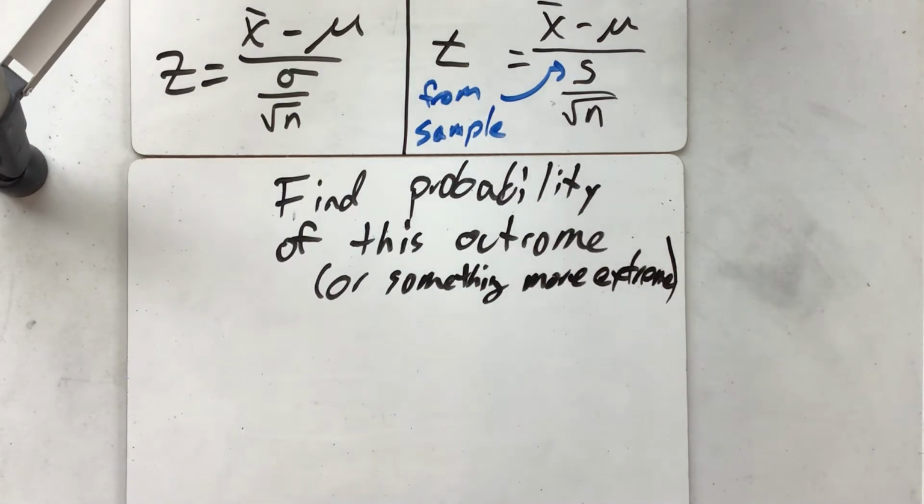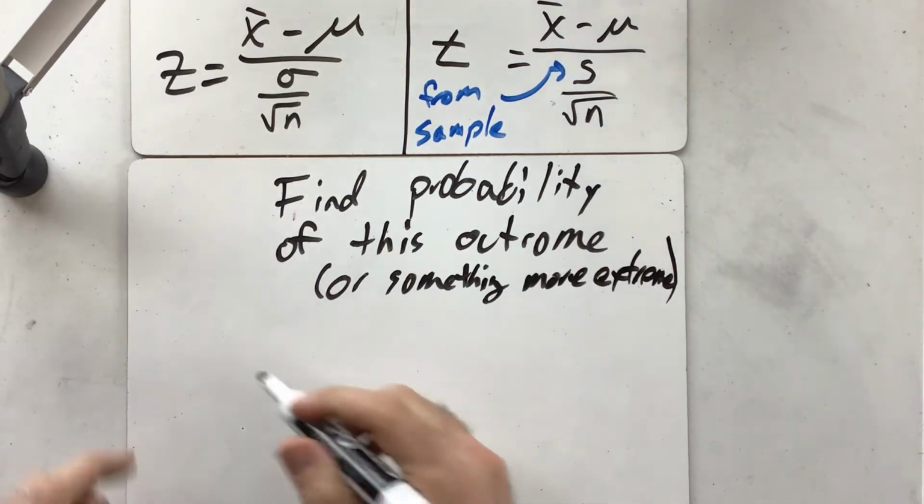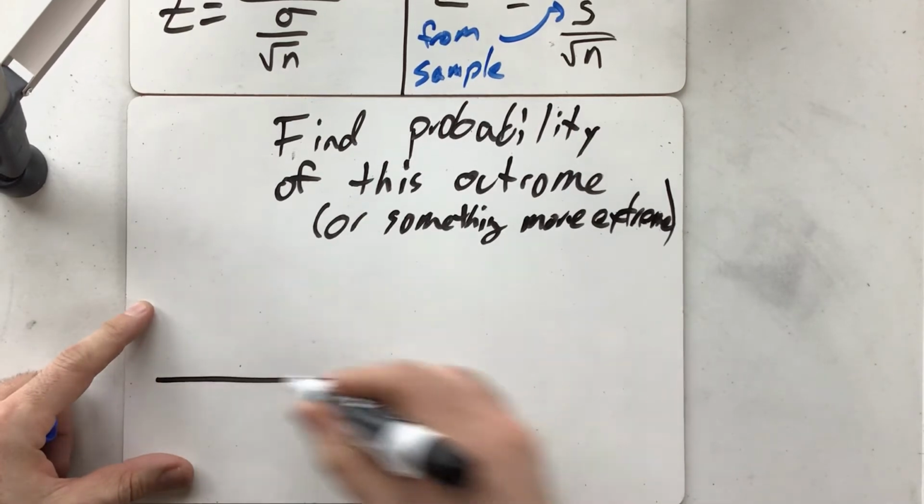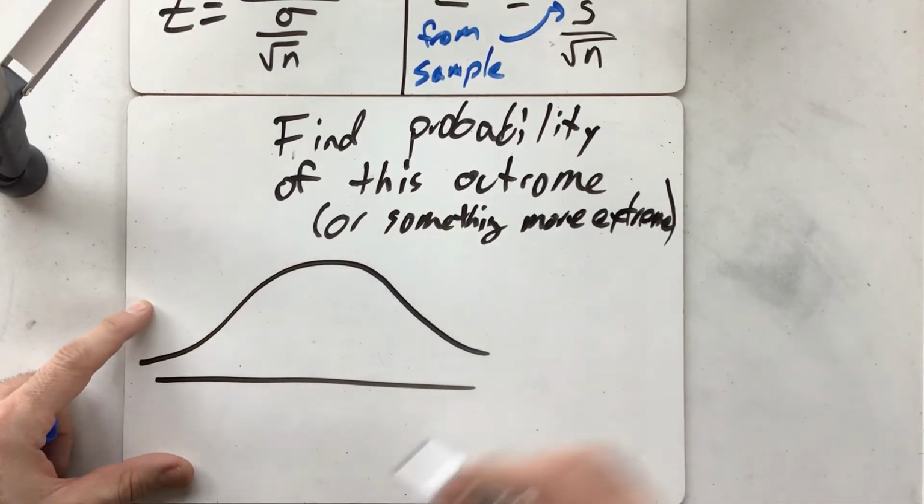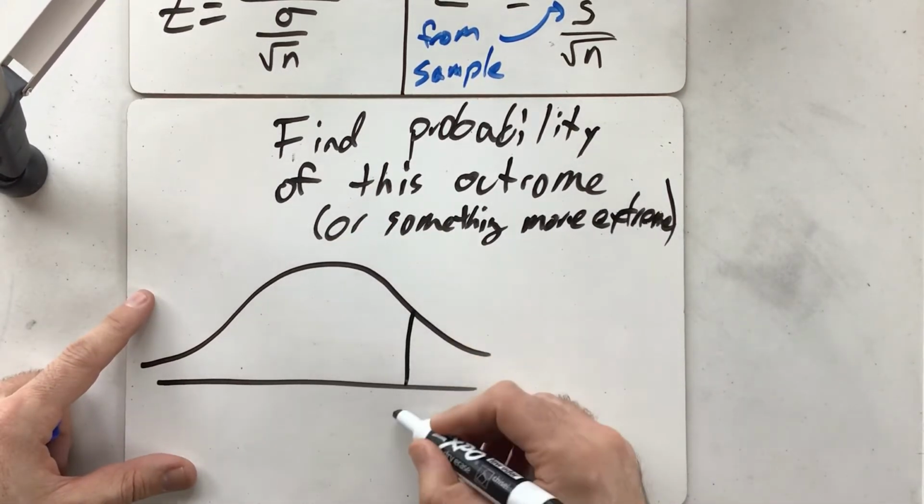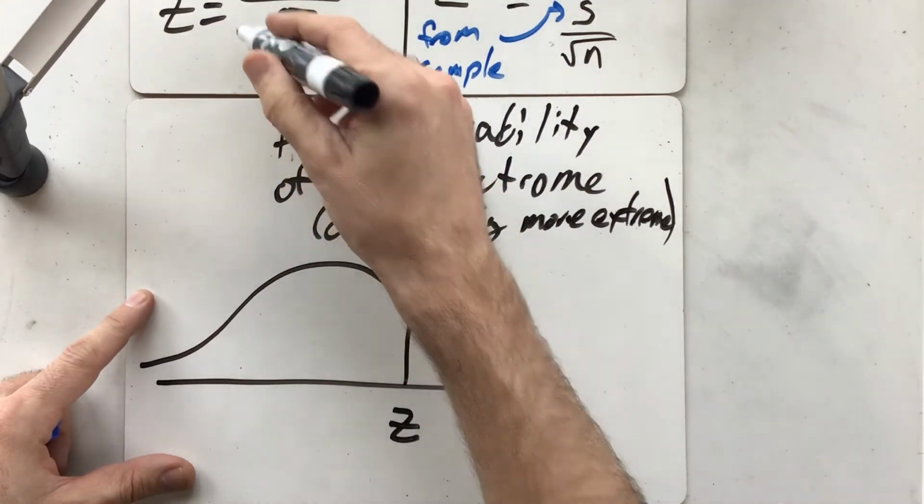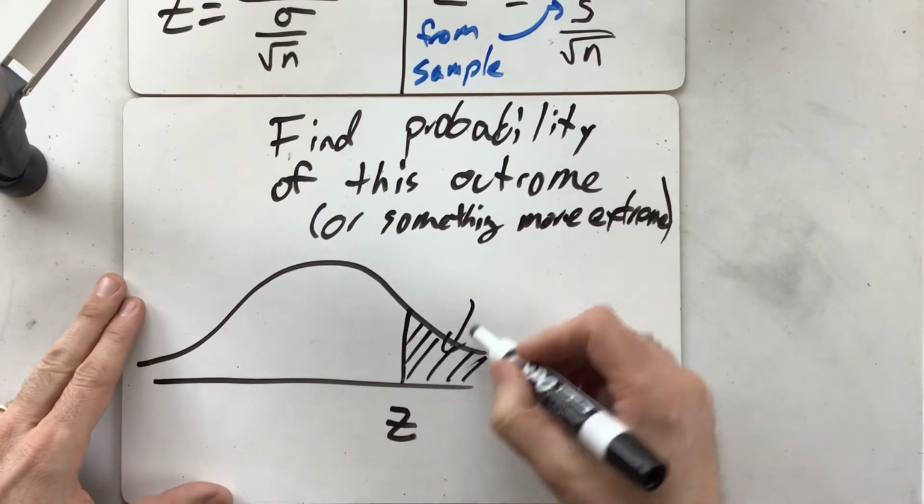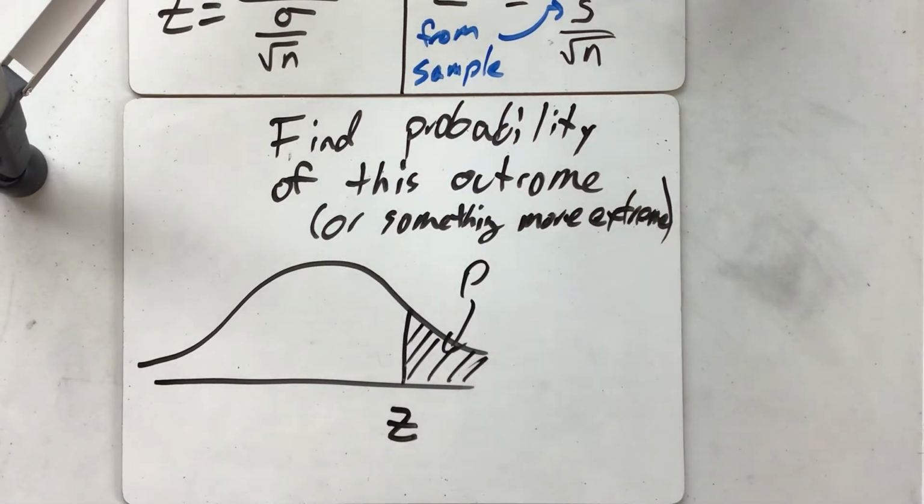So let's look, for example, at this Z problem. If we have a Z, then we're going to have a normal distribution. We will have whatever our outcome is, so this is the Z that we calculated up here. And then we'll calculate this probability. This probability will be P.